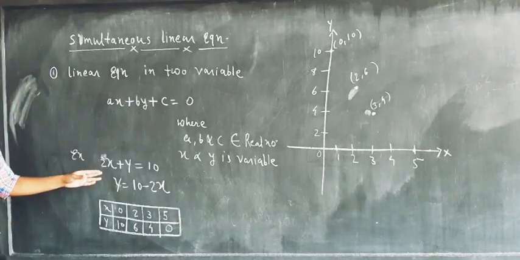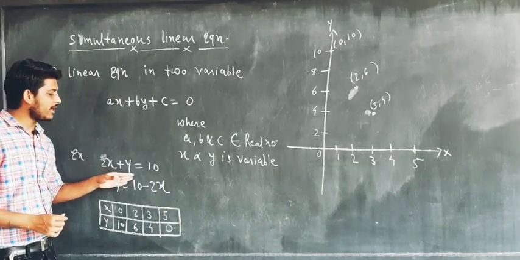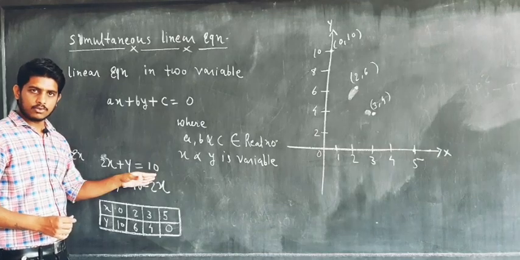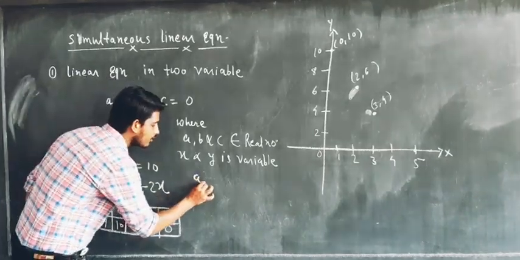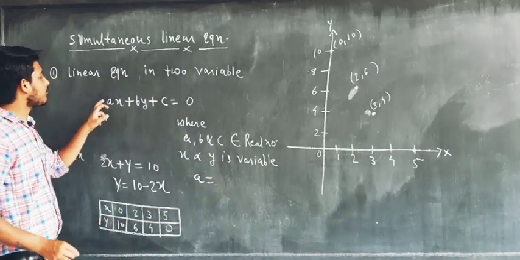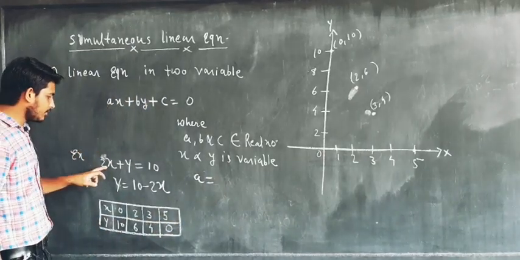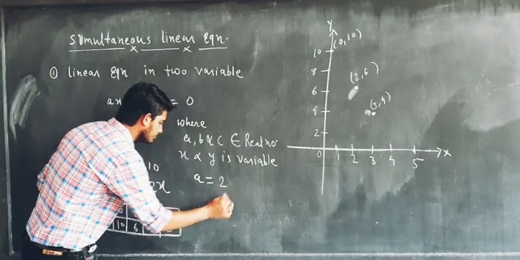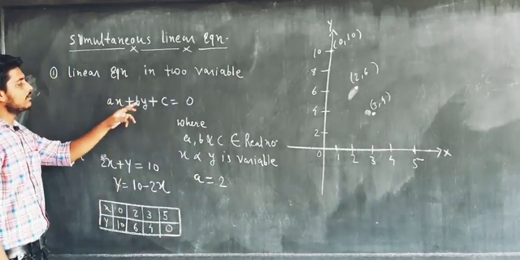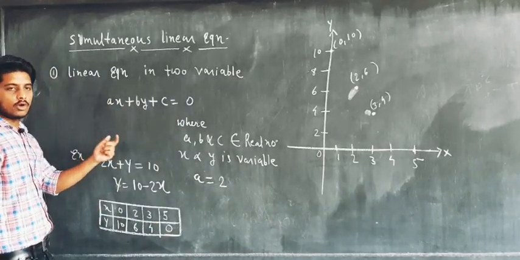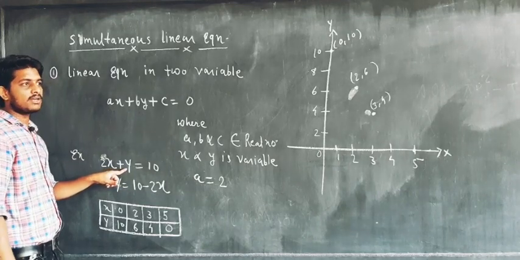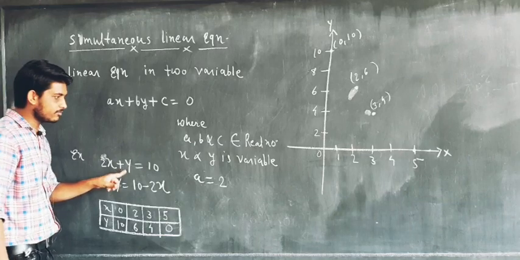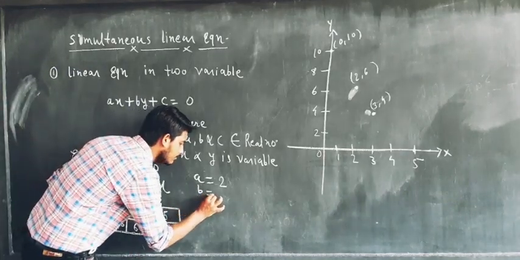Here I am going to take one example. 2x plus y equals to 10. If I ask you what is the value of a, then the coefficient of x is called a. So the coefficient of x is 2. What is the value of b? The coefficient of y is called b. Here the coefficient of y is what? If nothing is multiplied over there, it means 1 is multiplied. So the value of b is 1.